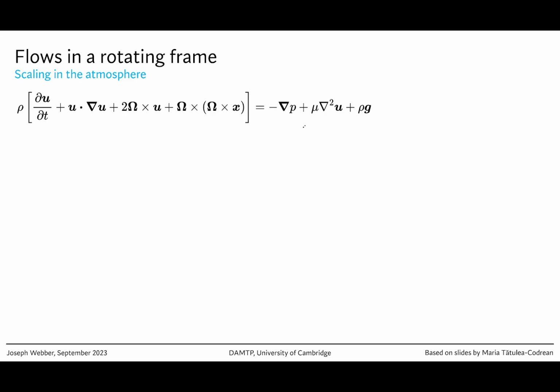Now, for most atmospheric and oceanic flows, we ignore viscosity. This is because the Reynolds number is very, very large. You can learn about the Reynolds number in the Stokes flow section of these talks. Sorry, if I said it was small earlier, I meant large.